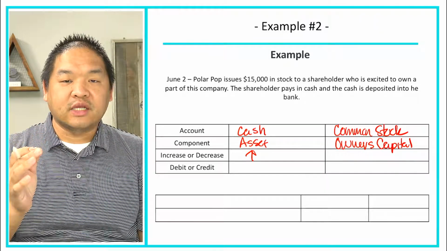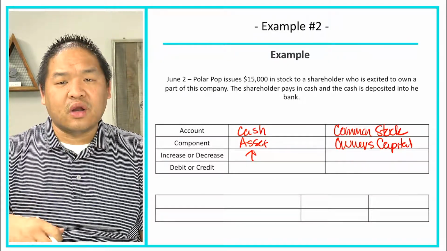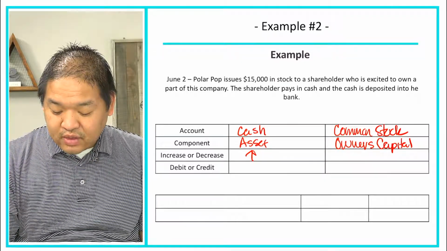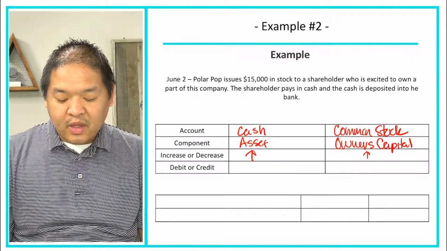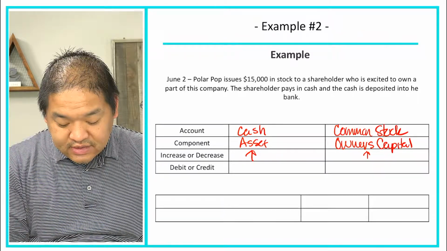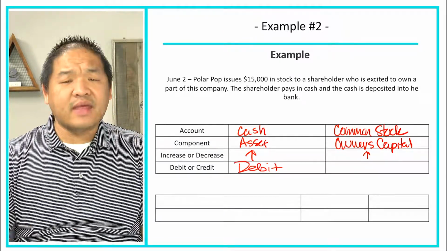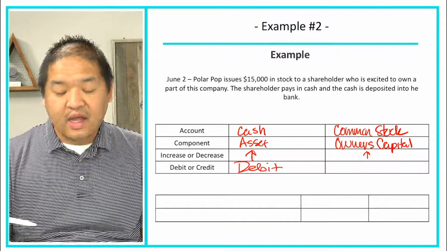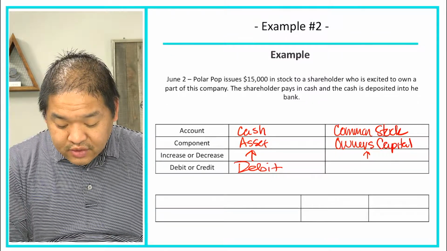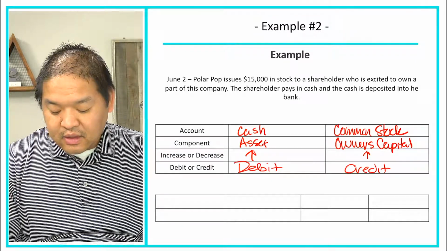So we talked about revenues and expenses being like a scorecard. We sometimes think about this as a scorecard. The more stock that we issue, we increase common stock. So increasing common stock as well. All right, so cash is an asset. The asset increases, so we are going to debit cash. And then common stock is an owner's capital. Owner's capital is on the right side of the equation. We're also increasing it, so therefore we're going to credit common stock.